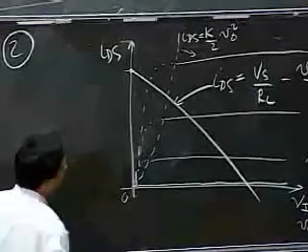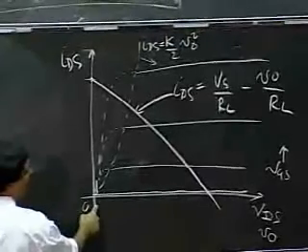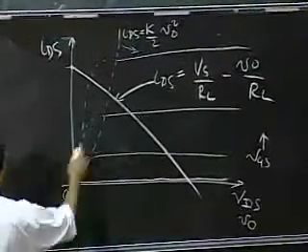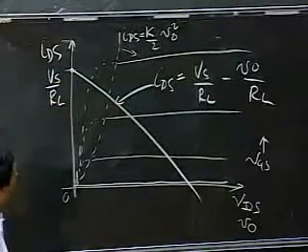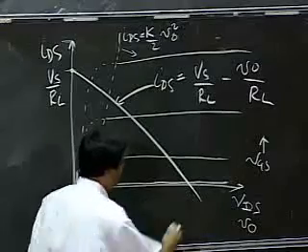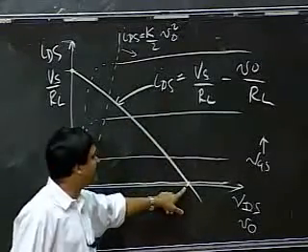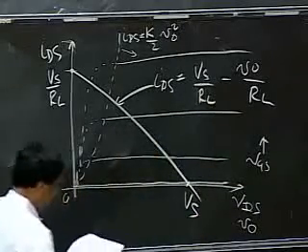And what's this point here? This point is when V naught is 0. So when V naught is 0, my IDS is simply VS divided by RL. And this point is obtained when IDS is 0. And under those conditions, VS and V naught are equal. So this is VS.